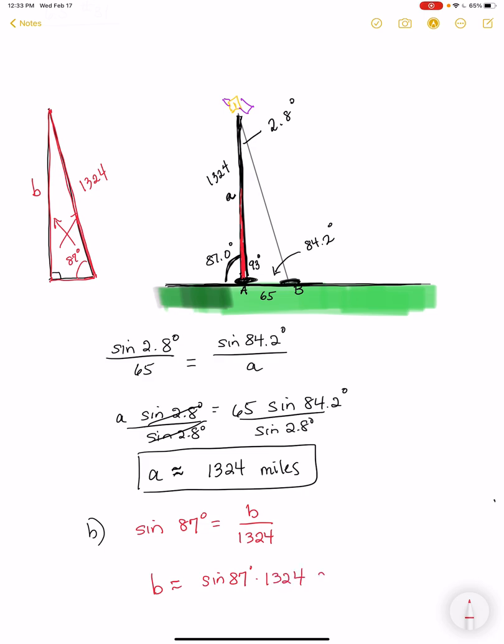It doesn't matter what order you write that in. When I put the sine of 87 times 1324 in my calculator, we're talking about 1322 miles. It's just a couple miles shorter, but that's how you find it.